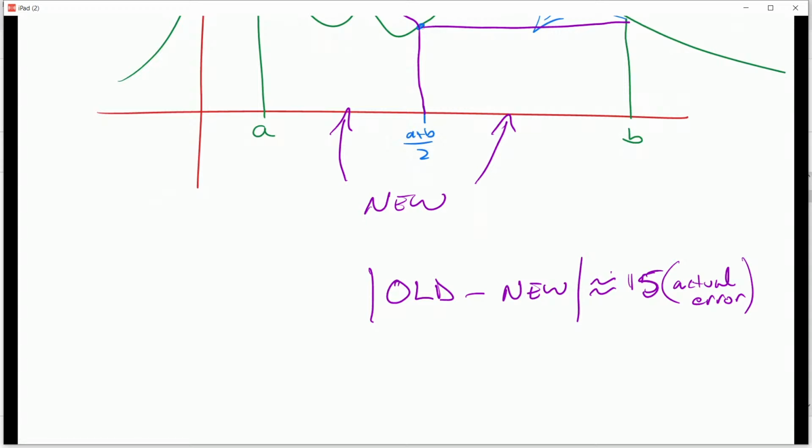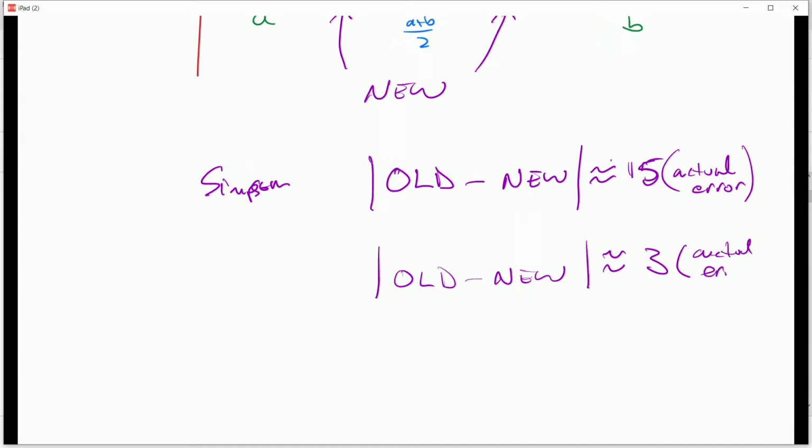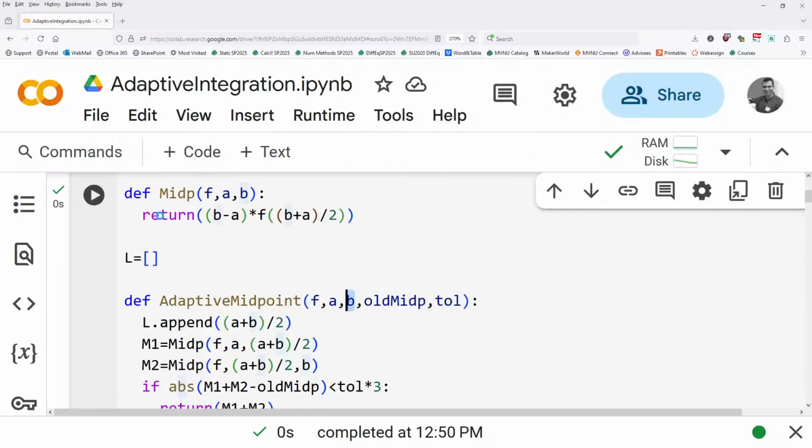We did this, I forget the exact derivation, but it's pretty easy when you look at the actual formulas for Simpson's rule. So that's with Simpson. With both the trapezoid and midpoint rule, the old minus the new is approximately 3 times the actual error. So essentially what you're doing is, here I'll show you this here. So that's where the 3 came from right there.